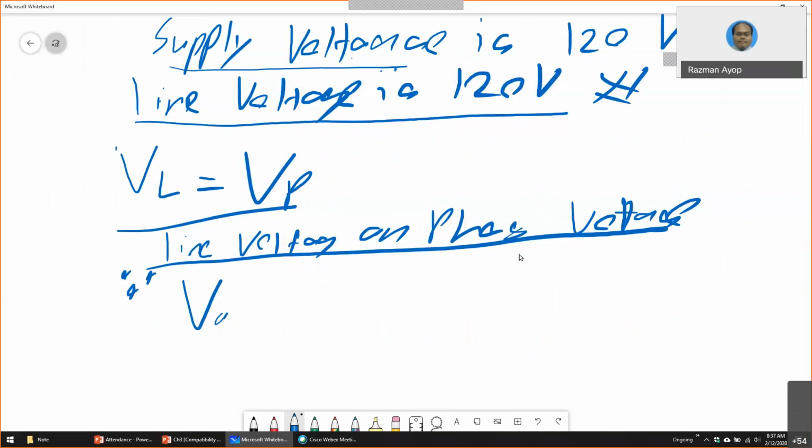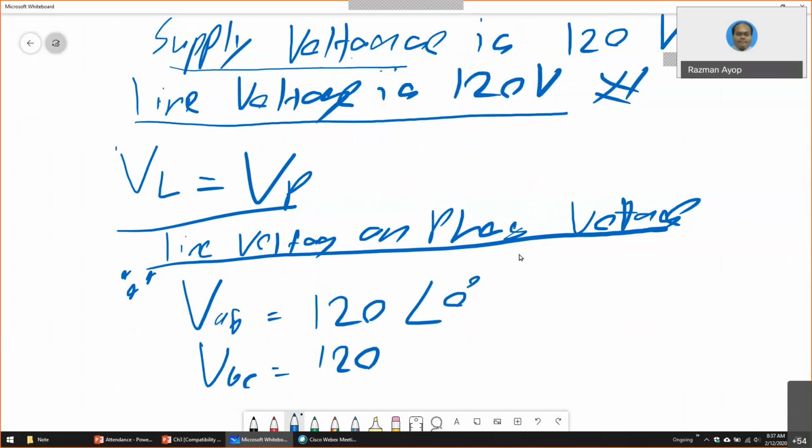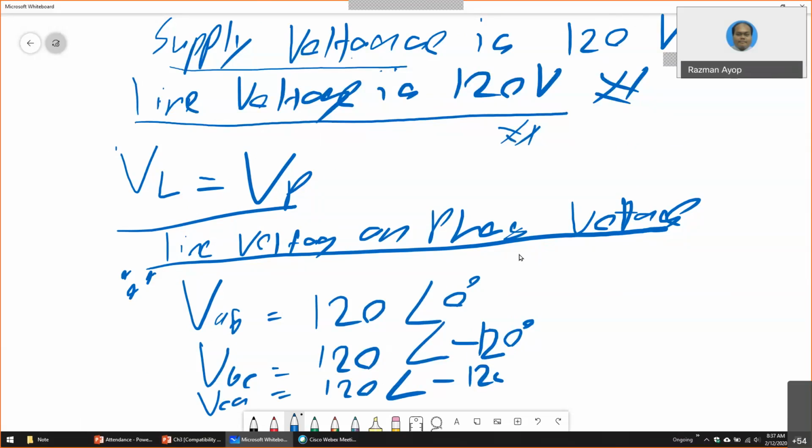So VAB equals 120 volt angle 0 degree. VBC equals 120, just use back this value, but the angle changes by 120 degree, so negative 120 degree. And then VCA, of course, 120 volt, angle positive 120 degree. So you answer the first question.